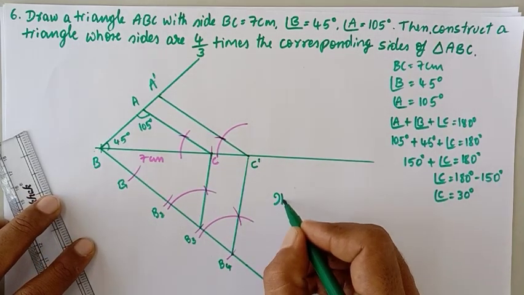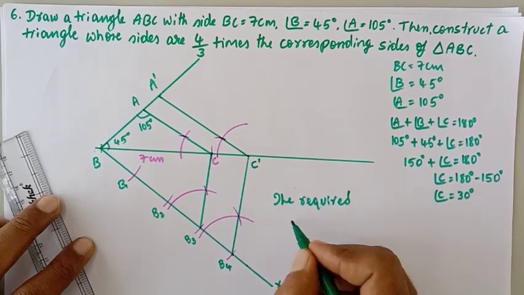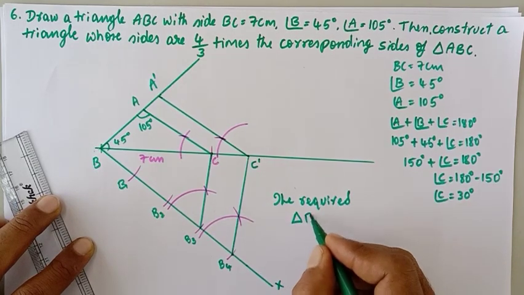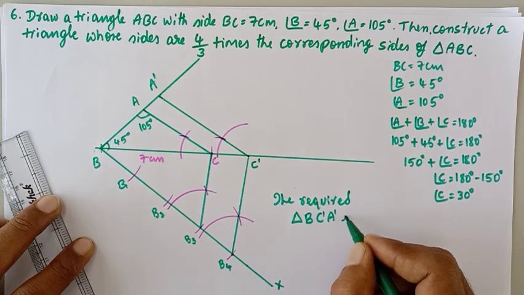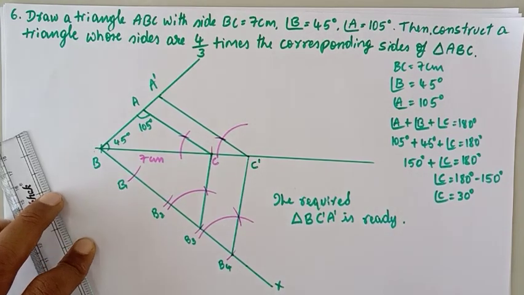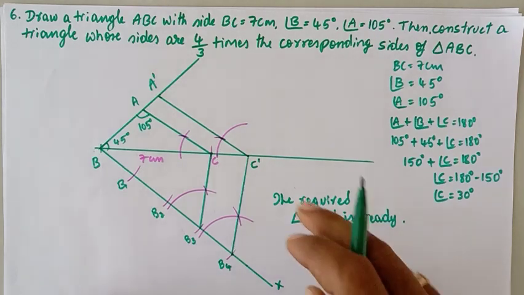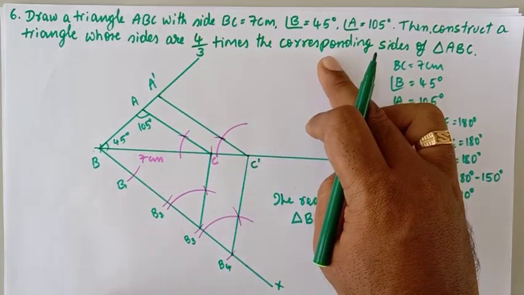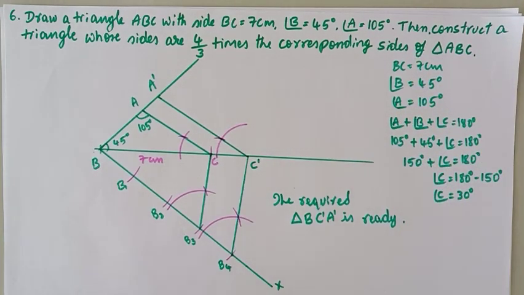The required triangle B C dash A dash is ready. And the corresponding sides of this triangle are 4 by 3 times the corresponding sides of triangle ABC. This completes the sixth construction of this exercise.